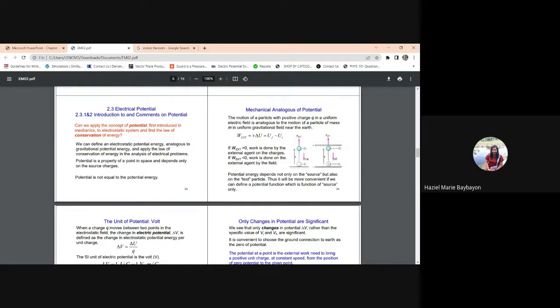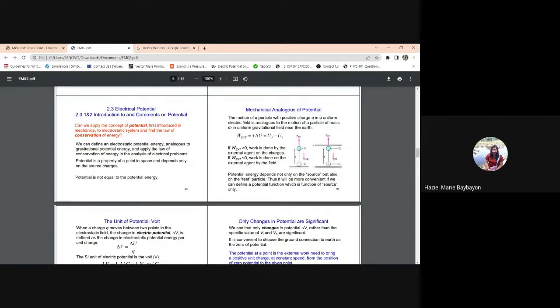So potential is a property of a point in space and depends only on the source charges. Potential is not equal to potential energy. So you have electric potential, which is denoted by V. And then you also have electric potential energy, which is denoted by U. So potential is not the same as potential energy.